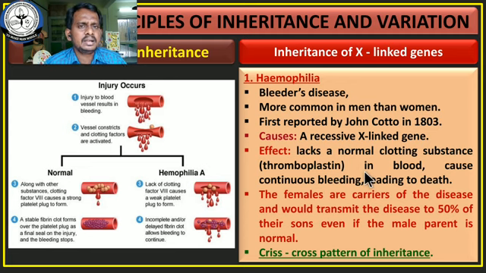See what happens: due to the recessive gene in men, the thromboplastin is not produced sufficiently. As a result, it causes continuous bleeding. Sometimes it may cause death. In this disease, the females are carriers. On the next page, I will show the diagram. Don't worry about the diagram. Diagrams are not given in your textbook, but I will show the diagram. Okay, this disease is inherited by a crisscross pattern of inheritance. This may be a one mark question or two mark question. What is meant by crisscross inheritance? On the next slide I will show what the crisscross inheritance is.